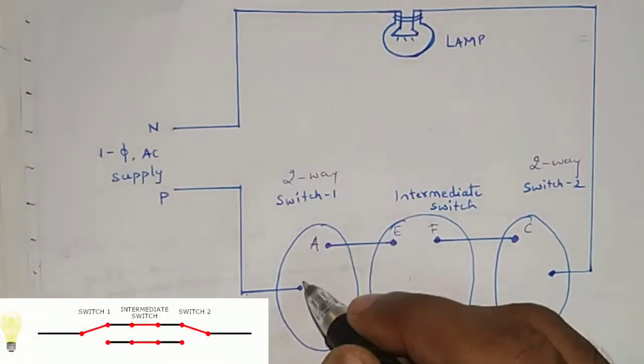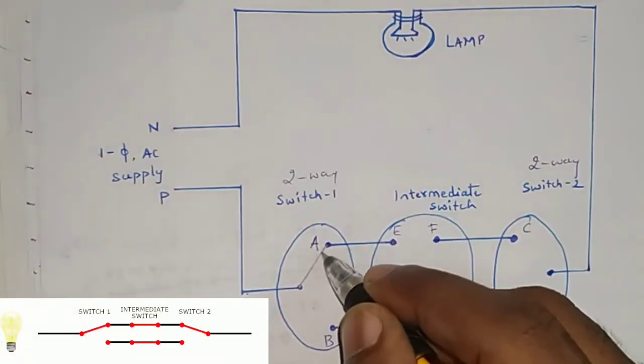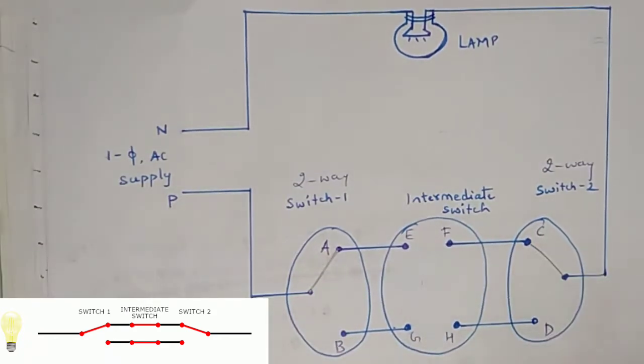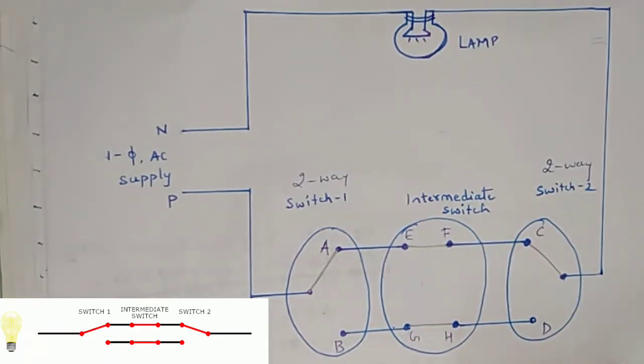According to case number 1, switch number 1 is in position A. It means the middle terminal will be connected to the first terminal, that is A. Switch number 2 is connected to C. So the intermediate switch is in on condition. It means E and F are connected, G and H are connected. For this condition, I am going to check whether the lamp is on or off.